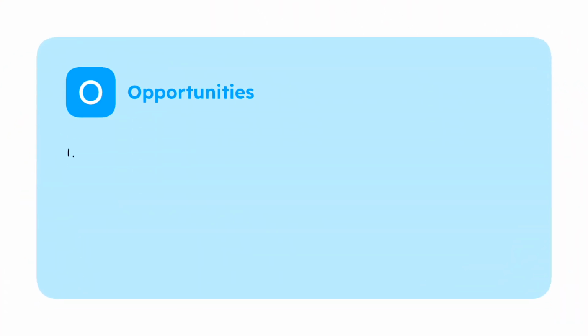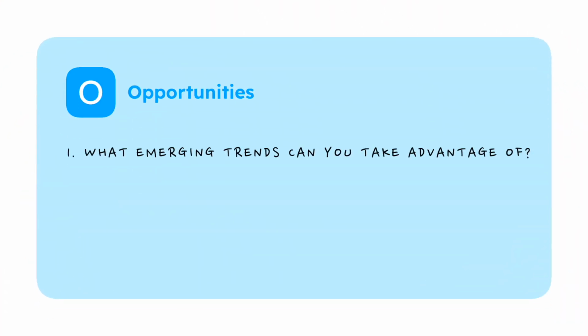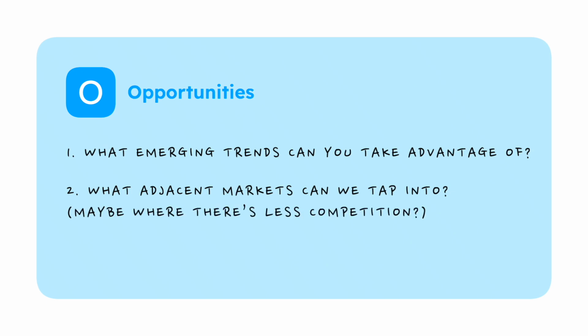Next up, the external factors. These are the opportunities and the threats to your business. If you have a finger on the pulse of your industry, these will be a super breeze. When it comes to opportunities, you should ask yourself, what emerging trends can you take advantage of? What adjacent markets can we tap into? Maybe there's less competition somewhere else.